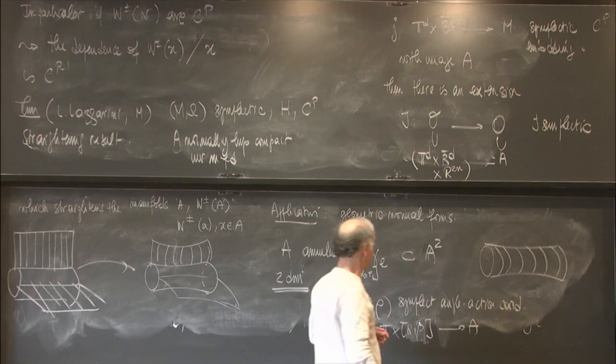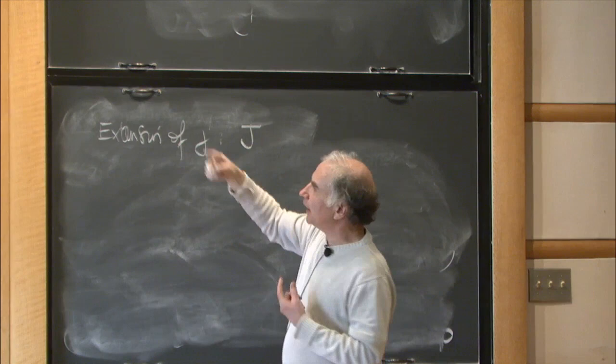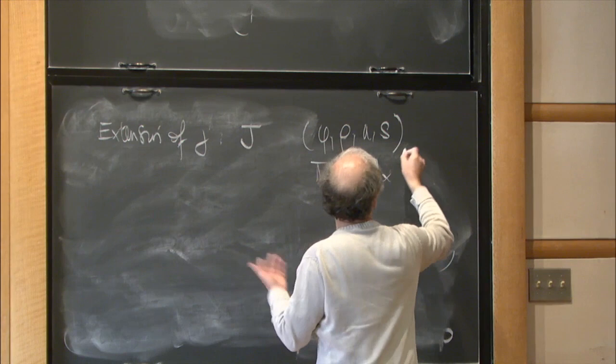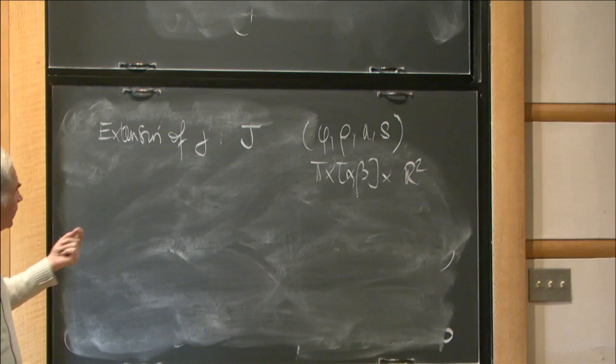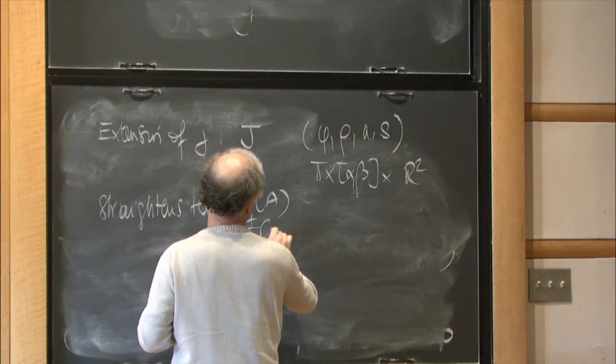Now you can extend this J, and this will provide you with symplectic coordinates, if I call phi, rho, u, s the coordinates in T times (alpha, beta) times R^2 for short. This straightens the W plus minus of A and W plus minus of A. But what does it mean?